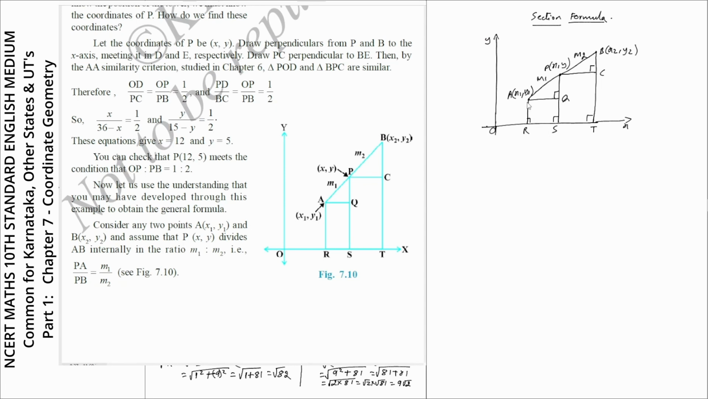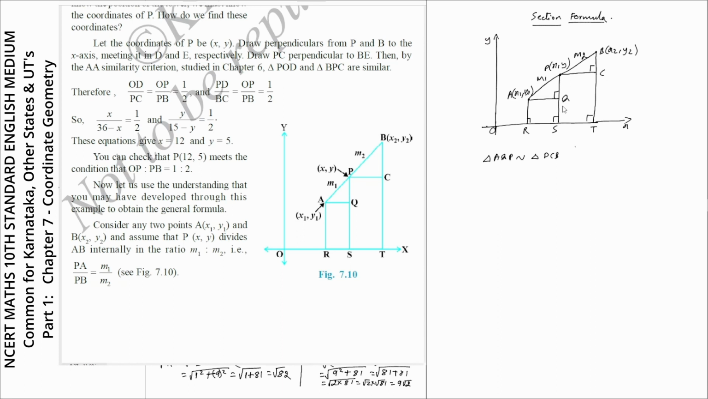Now what I am doing is, from A I will draw one perpendicular to x-axis, that is it meets at R, and again from P I will draw one perpendicular to x-axis, and from B also I will draw one perpendicular to x-axis, and also from A I will draw one perpendicular to PS, and from P I will draw one perpendicular to BC. Okay, now you can see in the diagram there are two triangles, triangle AQP and triangle PCB. Both these two triangles are similar to one another.